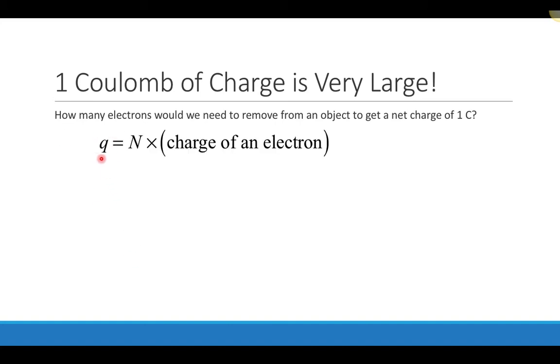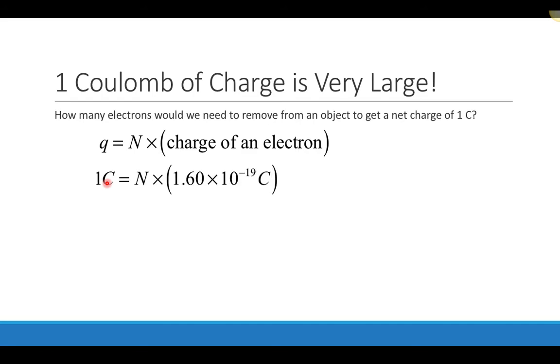So charge in general on an object is just the charge of the electron multiplied by how many electrons you actually add or remove, right? So if I removed 1 electron, then the charge on the object would be just the charge of an electron, 1.6 times 10 to the minus 19. If I remove 2, like I said before, then it would be twice that, so 3.2 times 10 to the minus 19, and so on, right? If I remove 100 electrons, it would be 100 times 1.6 times 10 to the minus 19.